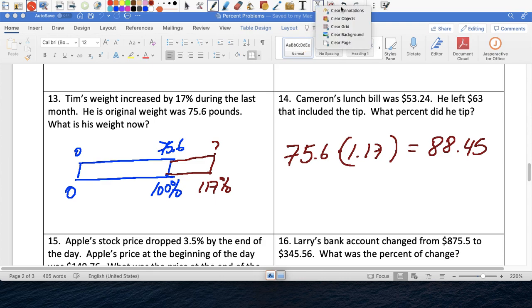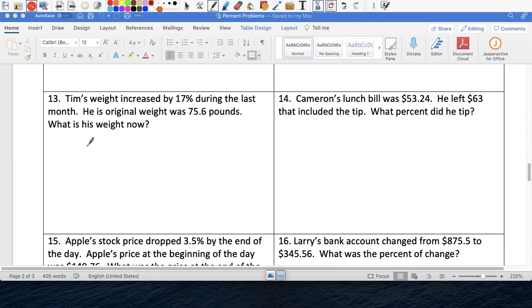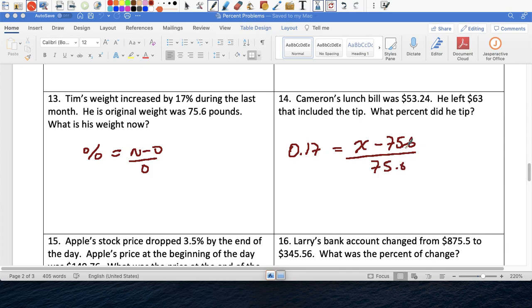Now, we could have used percentage change here. So remember, new minus old over old. The percent was 17%. It's positive because it's an increase. The new weight we don't know, so let's call that X. The old weight I knew, 75.6. Cross multiply, so 0.17 times 75.6.